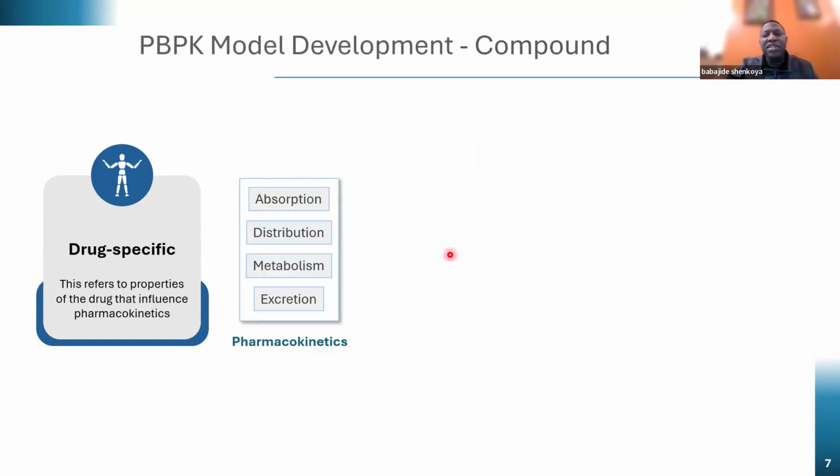Now, for the compound-specific parameters, we are going to need some drug-related parameters in order to describe these four processes of absorption, distribution, metabolism, and elimination. And again, these values are available online. But the tricky part with the compound setup is that there could be situations where this information could be lacking.